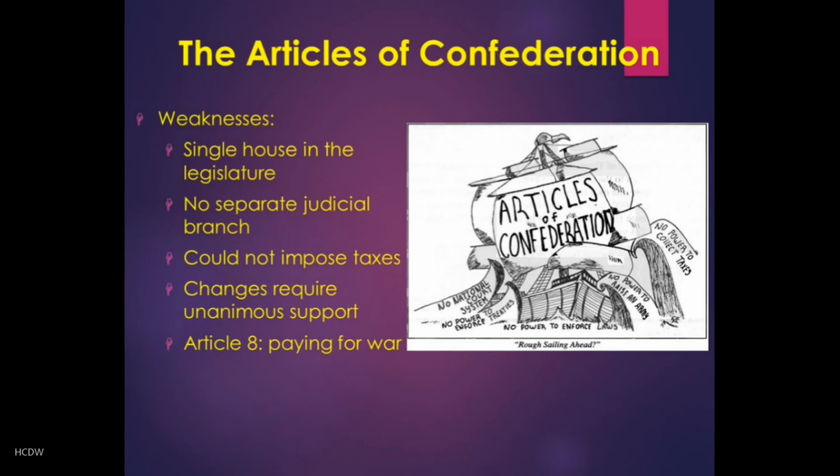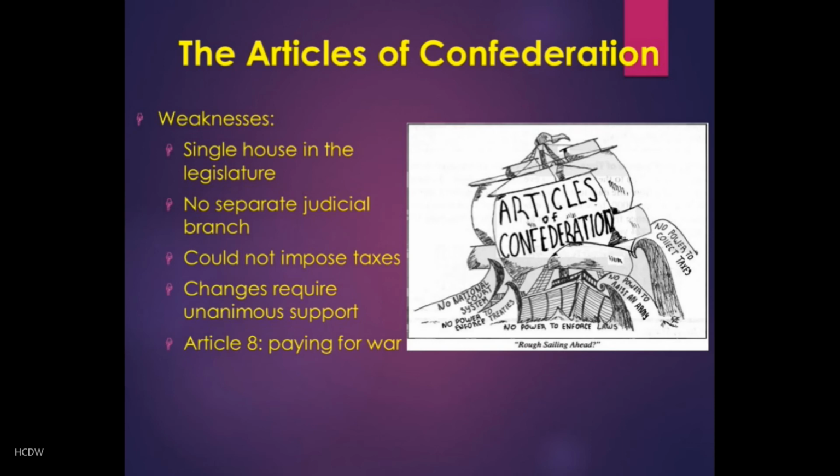There were no separate branches for the judicial branch. So each state had to abide by the judicial decisions of the other states, and that got to be very problematic and confusing. The Congress could not impose taxes, as I mentioned above. And so there are all kinds of difficulties with this. You see some of them represented in the cartoon there to the right.